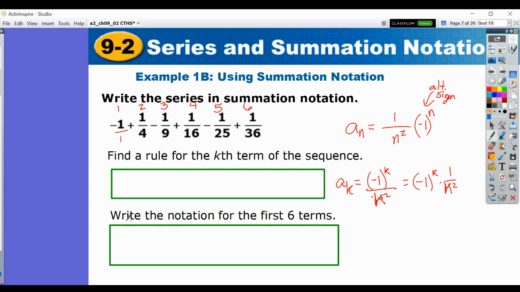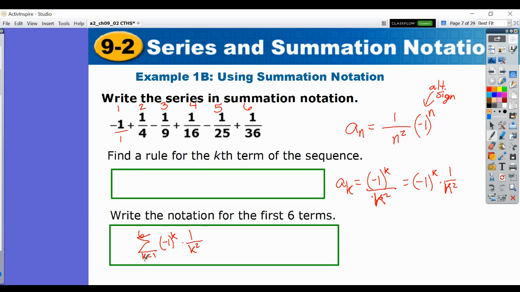Anyway, now let's turn it into summation notation. So this time we're doing the first 6 terms, starting with a 1. So k equals 1 to 6. And all I have to do is put my formula there. Your choice which one you do. K squared. Just make sure whatever letter you put down here, you have to use in your formula.